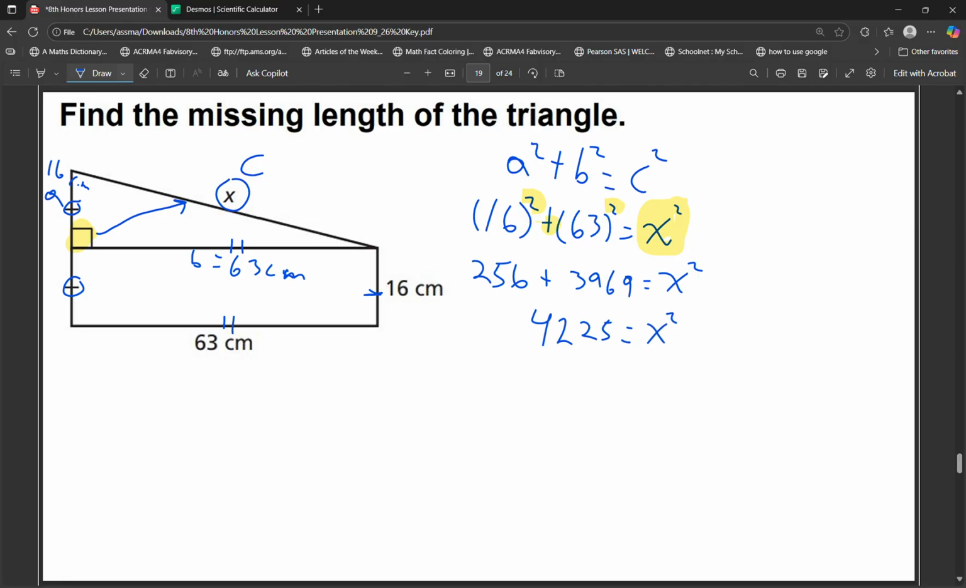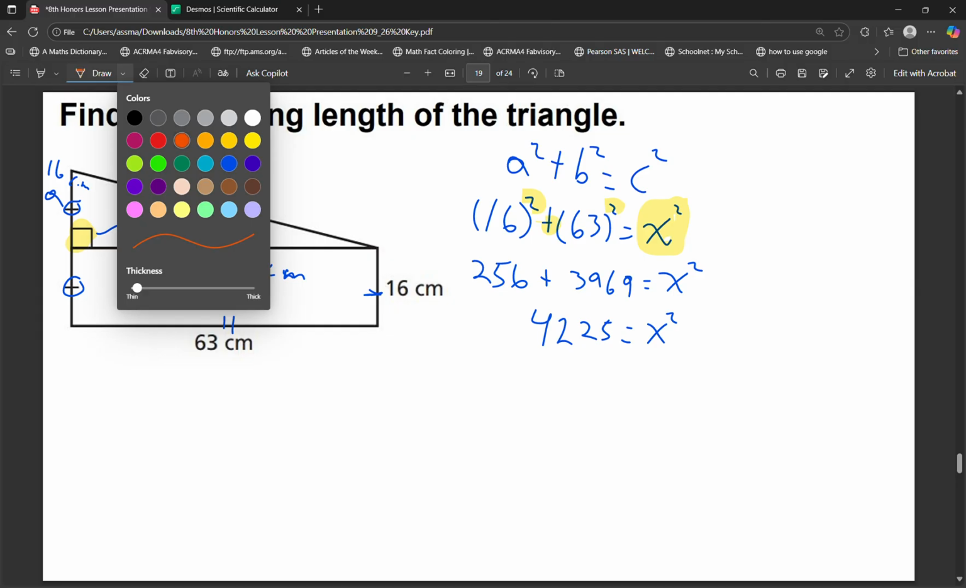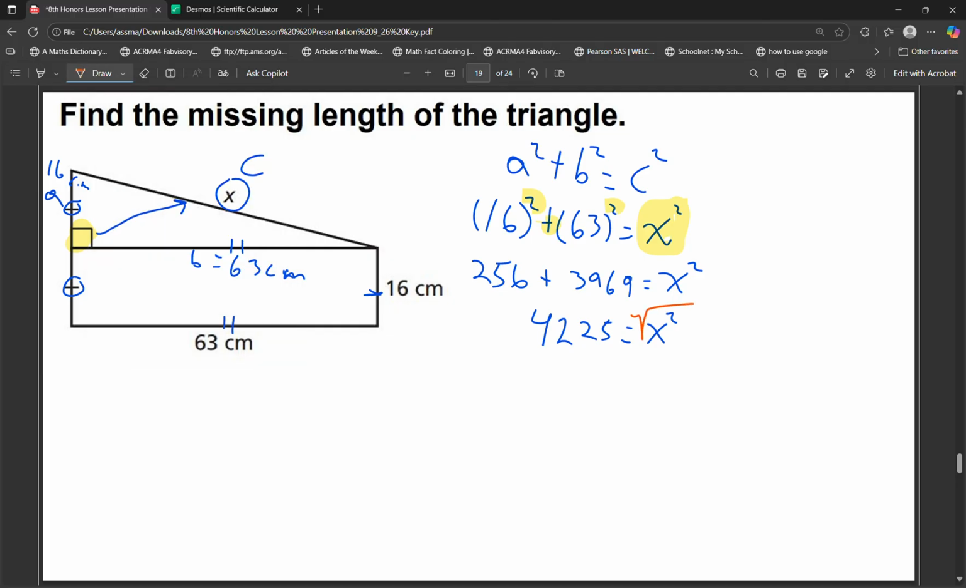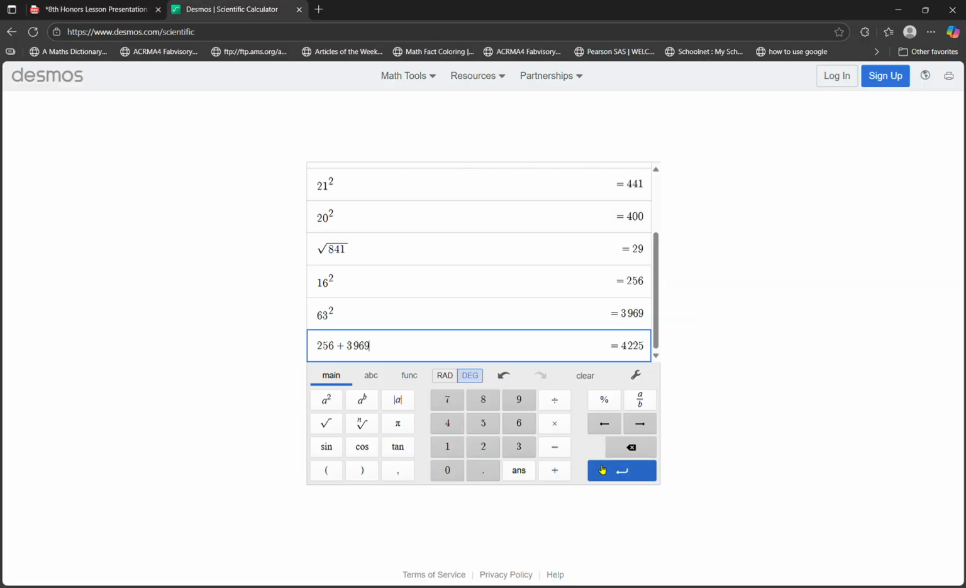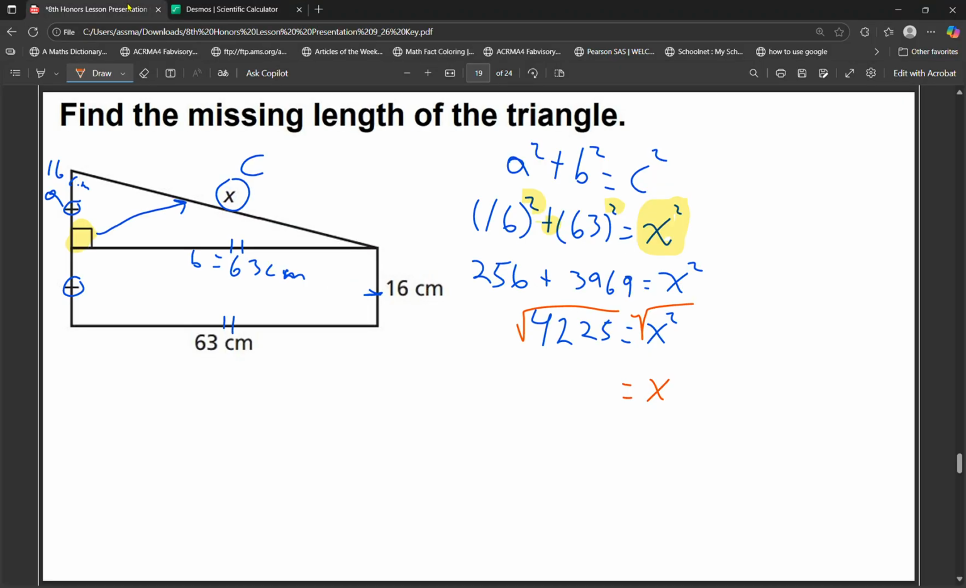Equals X squared. And just like before, you want to undo the square by taking the square root on both sides. And then you take this apart here. So I'll have X is equal to, so I go ahead and go back to decimals, return, I hit the square root button, 4,225, and I get 65. So I get here positive or negative 65. Whoops, let's make that 6 a little neater. 65.